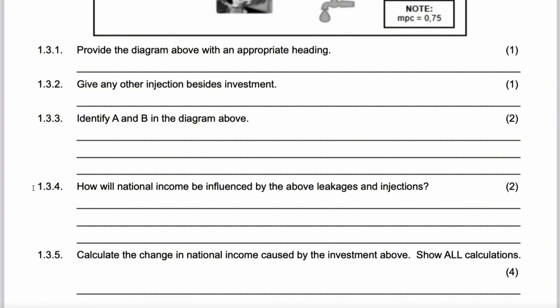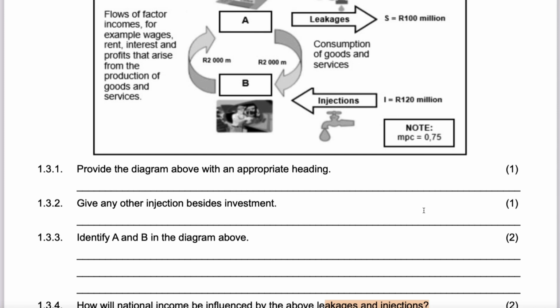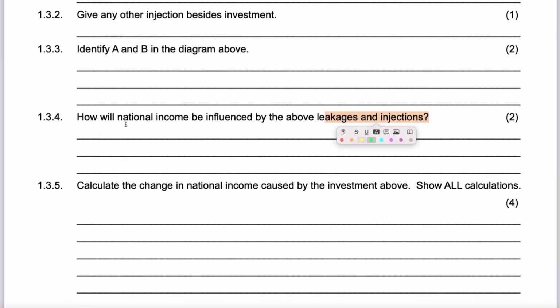Right, number 4. How will national income be influenced by the above leakages and injections? Now, we prepared in our first video, we already know when L is less than J, the economy will increase. So national income will increase because leakages are less than injections. It's as simple as that.